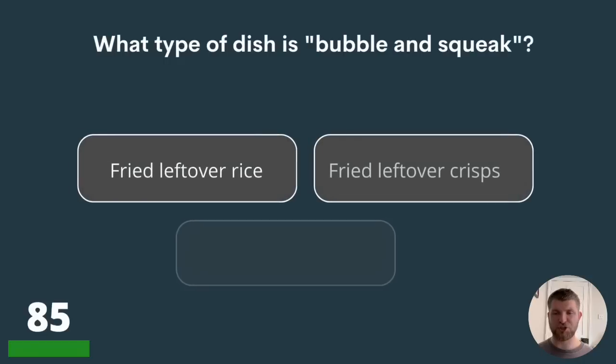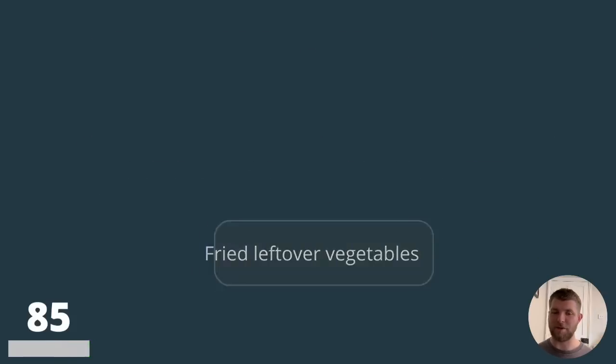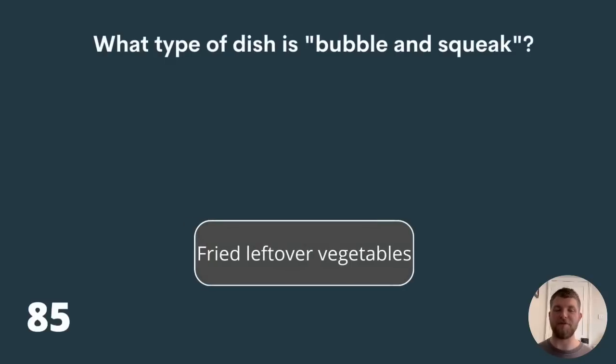What type of dish is bubble and squeak? Fried leftover rice, fried leftover crisps, or fried leftover vegetables? Bubble and squeak can basically be anything, however it's usually fried leftover vegetables.